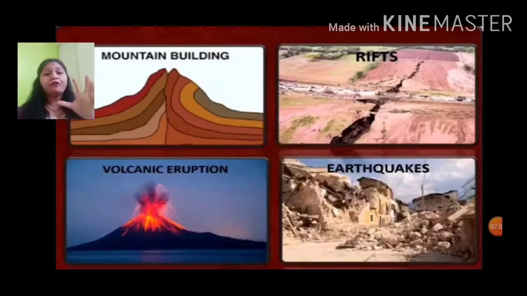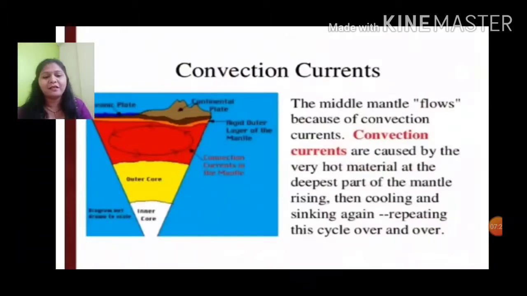From the mantle, the energy which is released is responsible for mountain building, rift making, volcanic eruption, and also for the earthquakes which take place on the surface. Now we should not forget convectional currents. The middle mantle flows because of the convectional currents. These convectional currents are caused by the very hot material of the deepest part of the mantle rising, then cooling, then sinking again repeatedly, and this cycle goes on continuously.